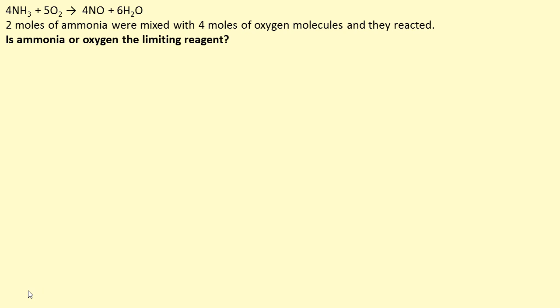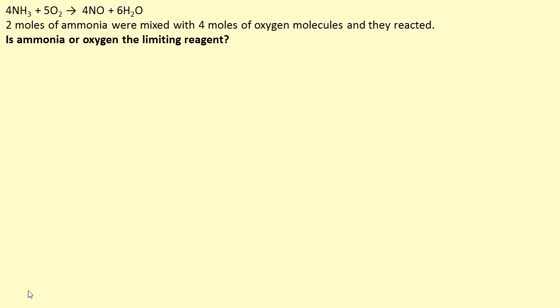A balanced symbol equation gives the proportions in which reactants react and products are formed. 4 moles of ammonia react with 5 moles of oxygen molecules to form 4 moles of nitrogen monoxide and 6 moles of water. 2 moles of ammonia were mixed with 4 moles of oxygen molecules and they reacted. Is ammonia or oxygen the limiting reagent? This question is asking which of the two reactants will have completely reacted and been used up.